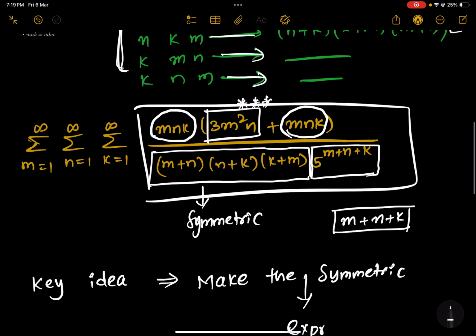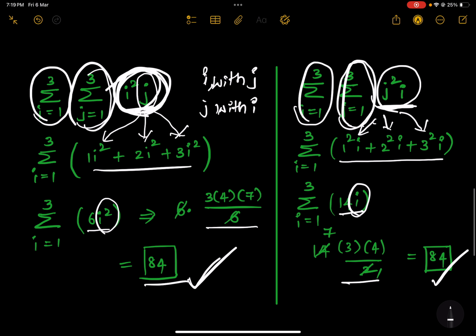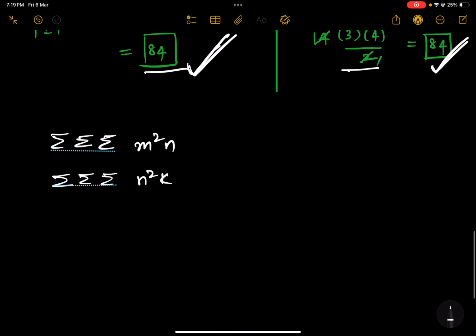All right. So the thing is, to make this particular thing symmetric. So this is m squared term. So we have triple summation of m square n will be equal to triple summation of n square k because of this particular concept. You can just swap the variables. All right. So it doesn't matter what variable you are choosing, you will always get the same answer in the end when you apply these multiple summations.